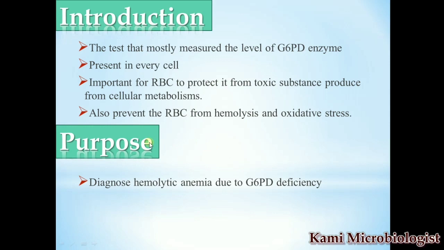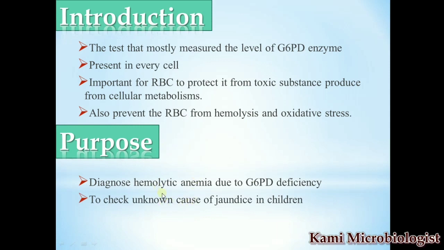So the purpose of this test is to check for hemolytic anemia. We know that if there is a deficiency of glucose 6-phosphate dehydrogenase enzyme, obviously there will be hemolytic anemia. Why? Because the oxidative stress will be activated and toxic substances will be activated. The RBC will not be protected due to the deficiency of G6PD, and it will cause the rupture of the RBC, and in this way the RBC level will go down, and this condition is called hemolytic anemia.